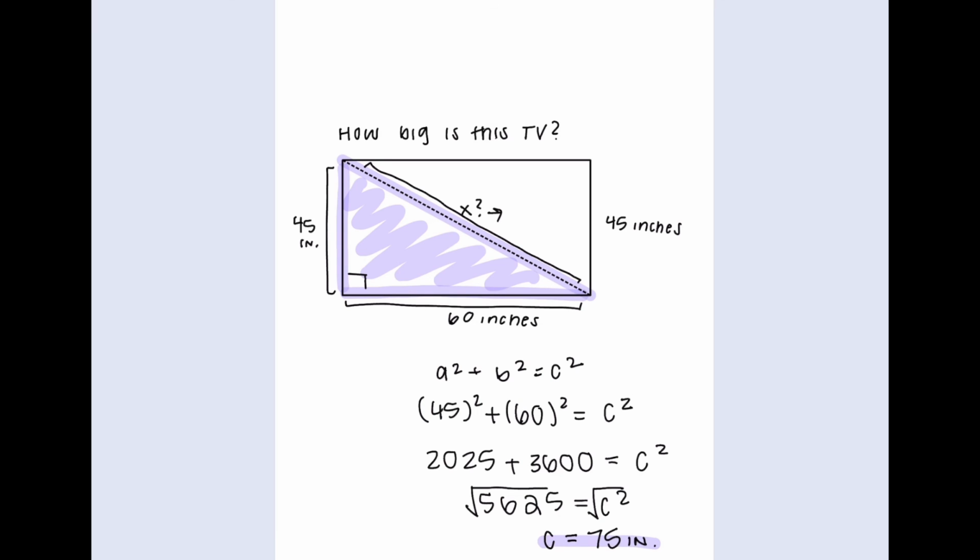So now that we've figured this out, we know how big our TV is. And that is how you use the Pythagorean Theorem to solve for different sides of a triangle. We've used the formula and we know how to apply it to a real life situation.